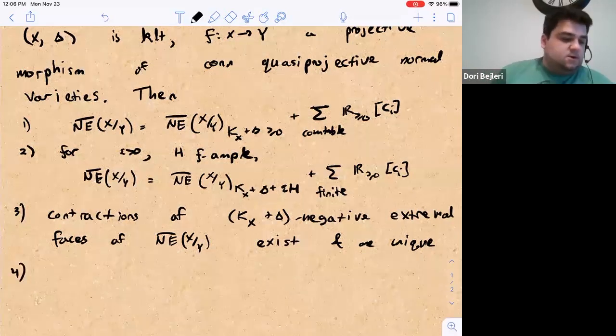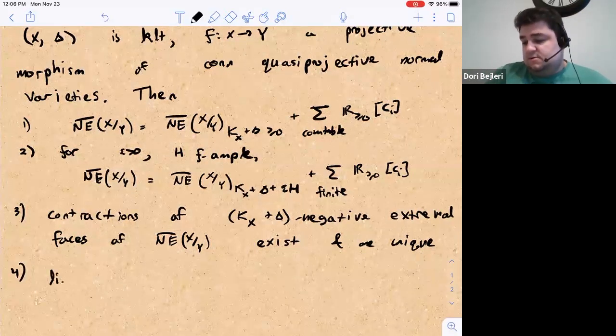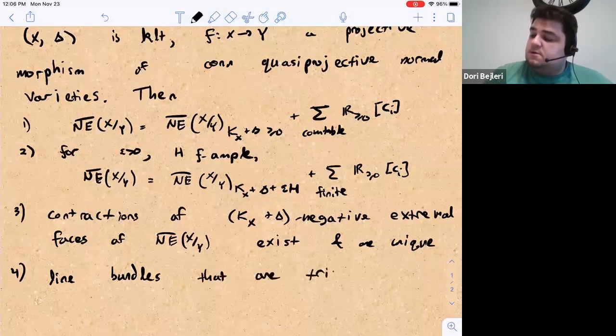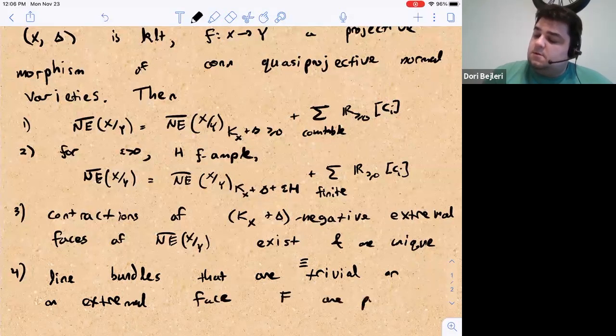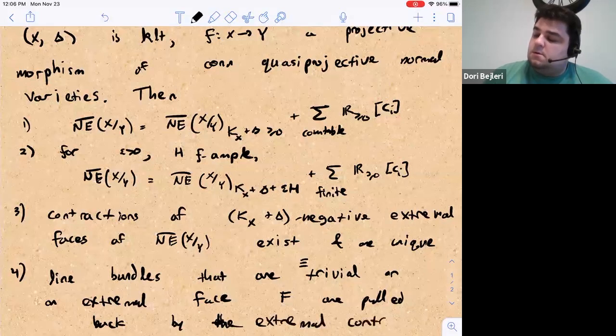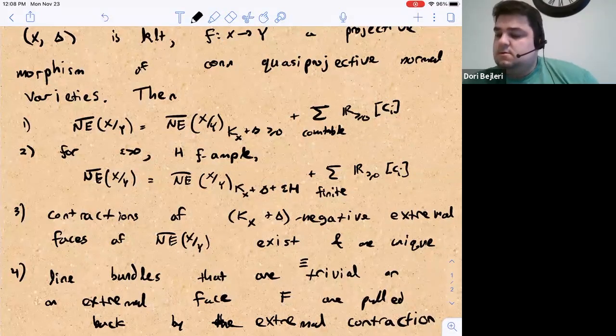And then four, again, same as before, line bundles that are trivial, say numerically trivial, on an extremal face are pulled back by the contraction.